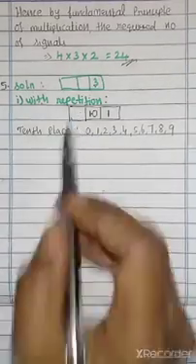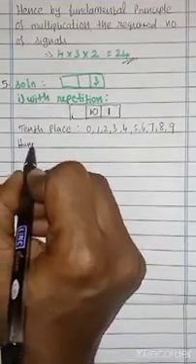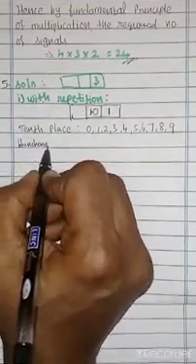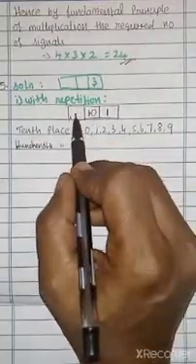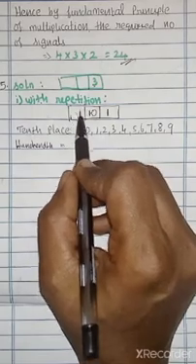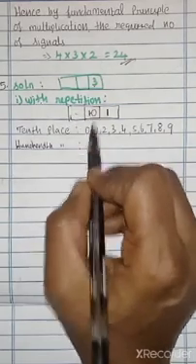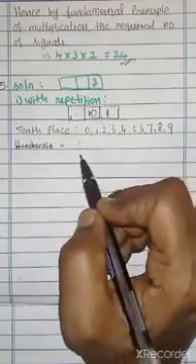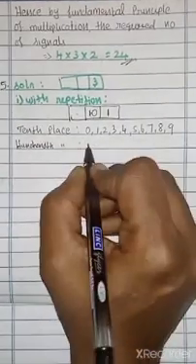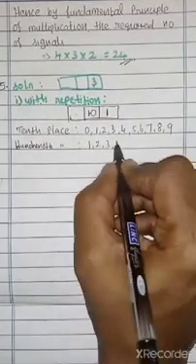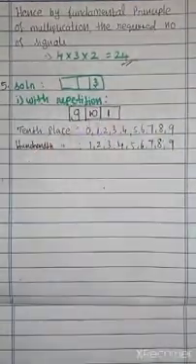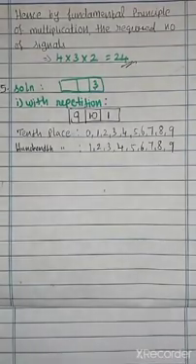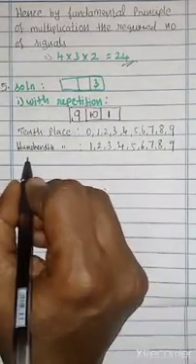Now 100th place. So in the 100th place, can we put 0 here? No. If we put 0, then this will become a 2-digit number. So definitely 0 we can't use. Correct? So what are the numbers we can use? 1, 2, 3, 4, 5, 6, 7, 8, 9. So totally 9 ways we can fill the 100th place. Correct? So this is your answer.